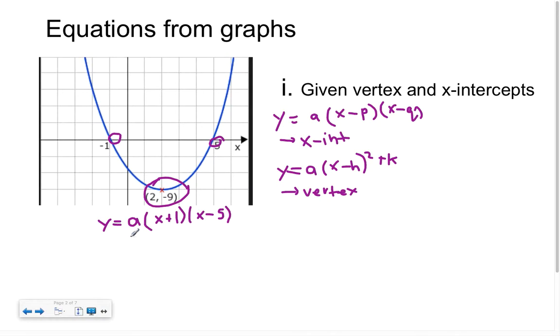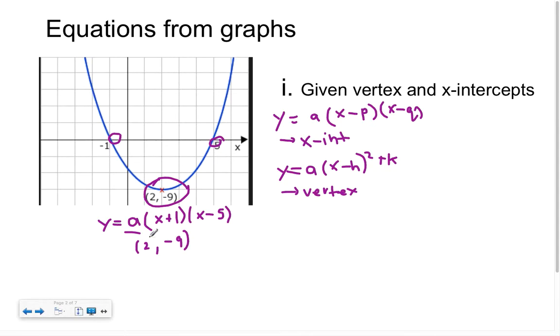Now the next step is to solve for a, our stretch factor. We already know that a is going to be a positive number because our graph is opening upwards like a smiley face. When a is positive, we have a graph that's opening upwards. But we do need to find out the exact value of that number. So in order to do that, we're going to use the only piece of information we haven't used yet, which is our vertex, 2 and -9.